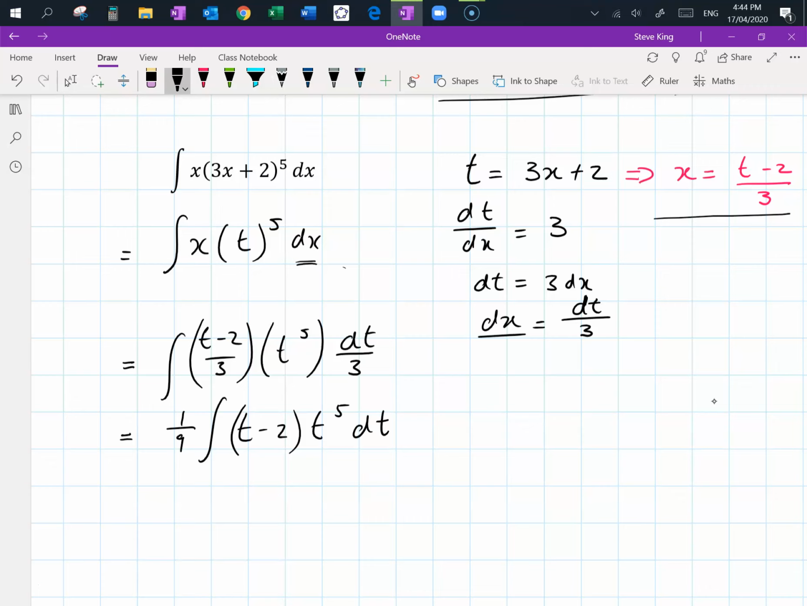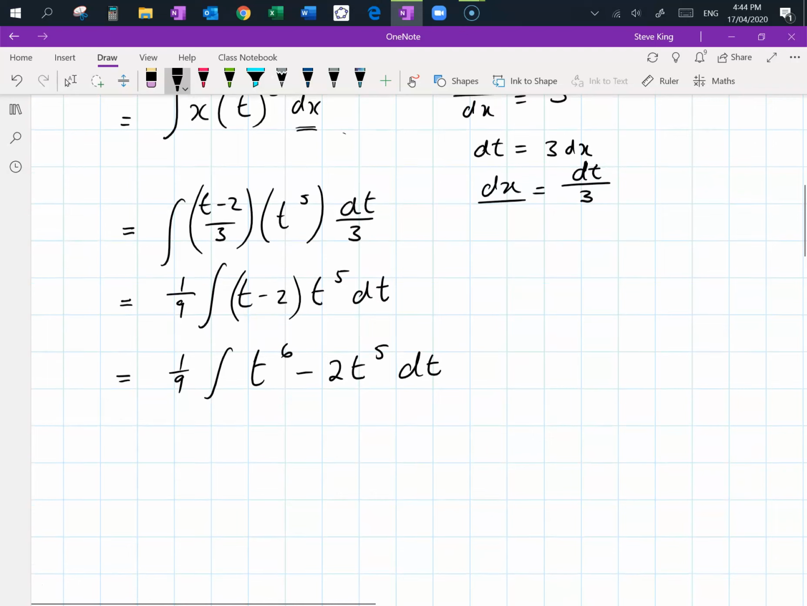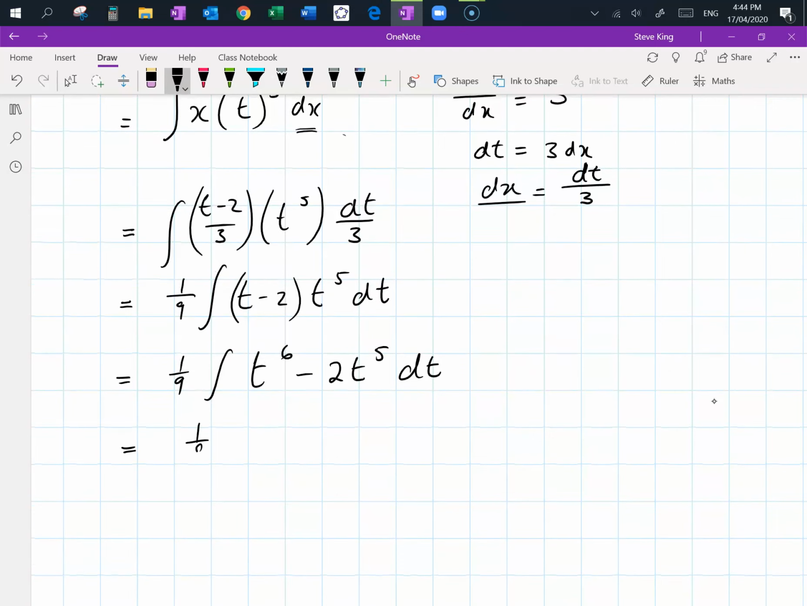And all I need to do now is to expand that bracket. So I've got 1/9 the integral of t to the power 6 minus 2 t to the power 5 dt. And now it's a simple integration, the likes of which you would have done last year. So this is going to be 1/9 t to the power 6. The 6 becomes a 7, and I divide by 7. Put a big bracket around that.